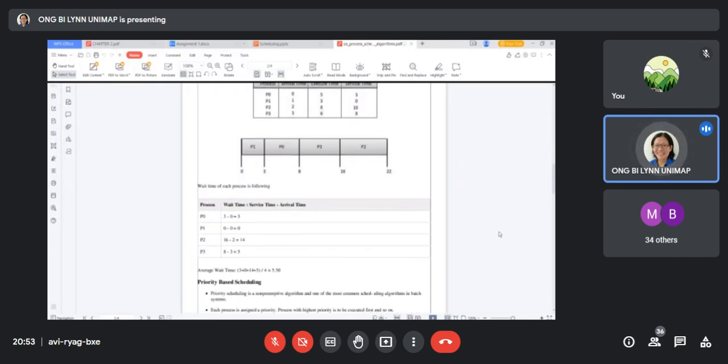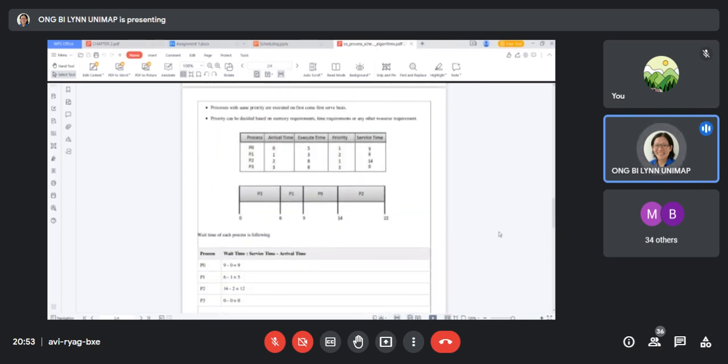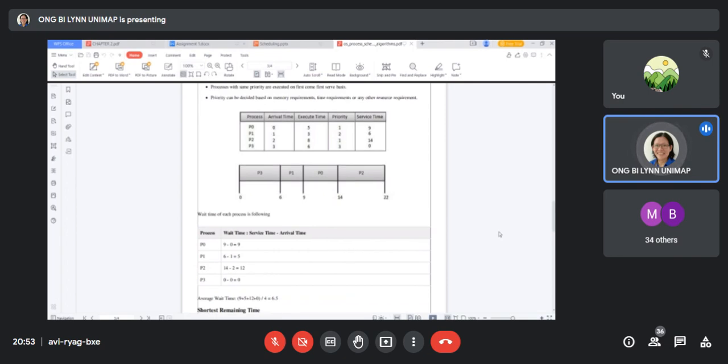Alright, we go to the next one, priority scheduling. We are not going to explain what priority is later. Over here, the highest priority will go first. In this case, you have two with the same priority, 1 and 1. When you have 1, 1, you are going to look into the arrival time.